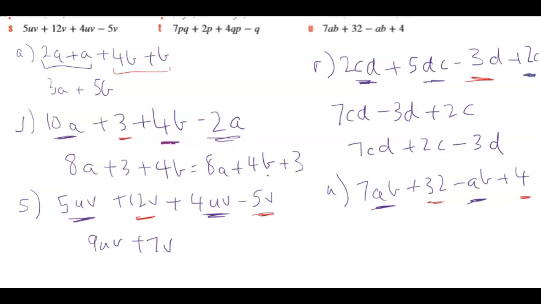Okay, so 7AB minus 1AB, it's going to be 6AB, and then, oh sorry, it's a B, not a capital G. And then 32 plus 4 is 36. Okay, and we can't simplify it any further because they're not like terms. So we just leave it as 6AB plus 36.